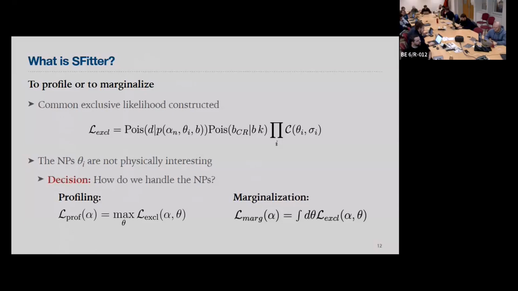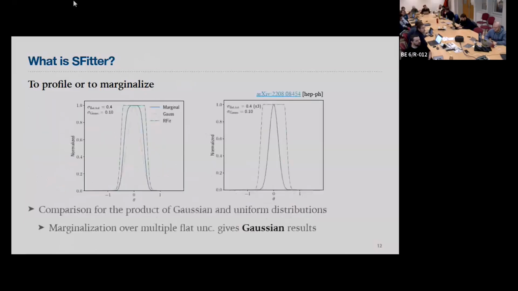Why do we care about this? Once again, I'm going to show a plot from one of our previous papers, where, just as an example, on the left, we have a comparison of the product of a Gaussian and one uniform distribution. So basically one systematic and one theory uncertainty, in our case, and show that in blue, we have the result from marginalization, and in green, we have the profiled results.